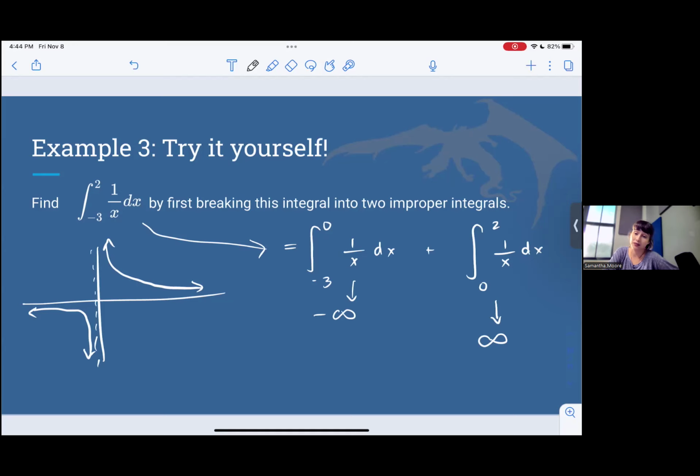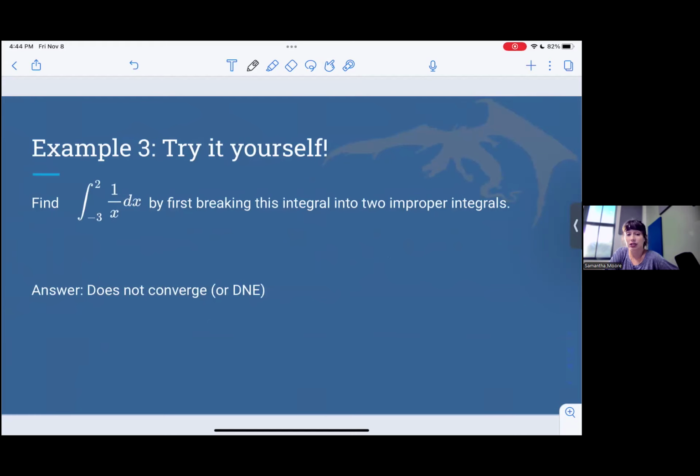We can't combine negative infinity and positive infinity in that way. There are different sizes of infinity, and so we're not going to make any guesses about how these two combine. And instead, our answer is just that this does not converge. So if you ever break your problem into multiple pieces and even one of them doesn't converge or is infinite in some way, the full problem does not converge.